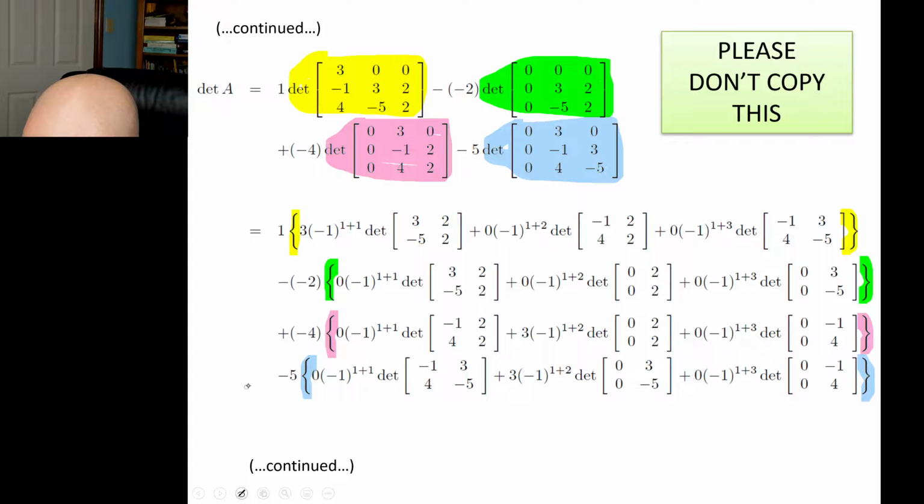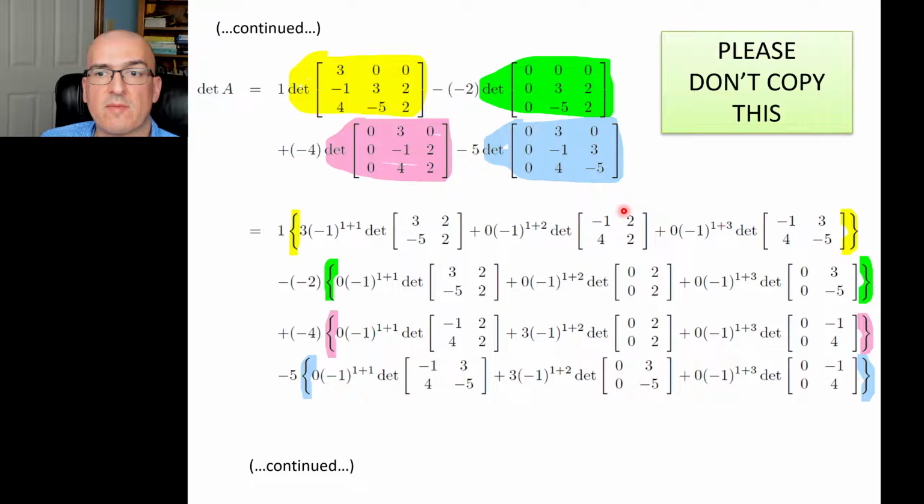This calculation here. I have a 0 up here. Why on earth would I calculate this determinant? Because it doesn't matter what's there. Some number is going to come out of that. I'm multiplying it by 0. It's just going to disappear. And there's a whole bunch of those.